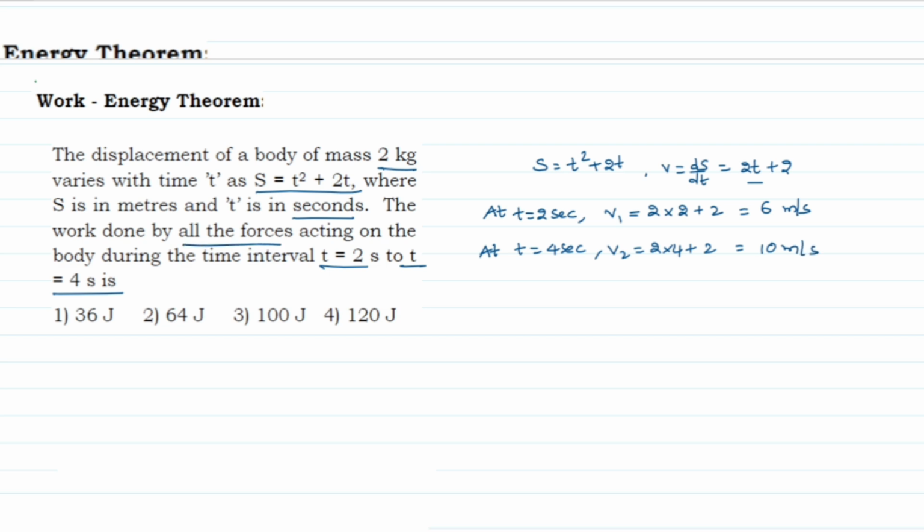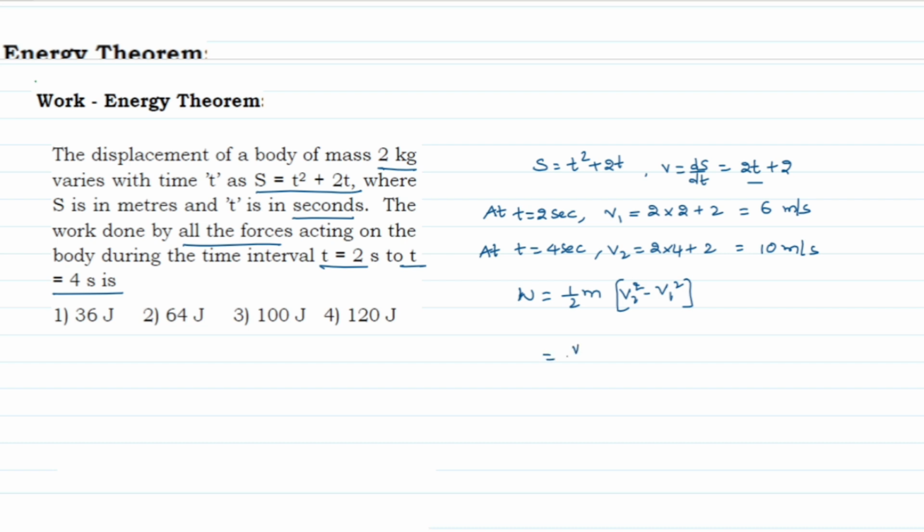The work done by all the forces, they are asking. According to the work energy theorem, work done by all the forces will be equal to change in kinetic energy. Change in kinetic energy you can write as half m into v2 square minus v1 square. We need to calculate velocity at particular time intervals, so here you just substitute these values.